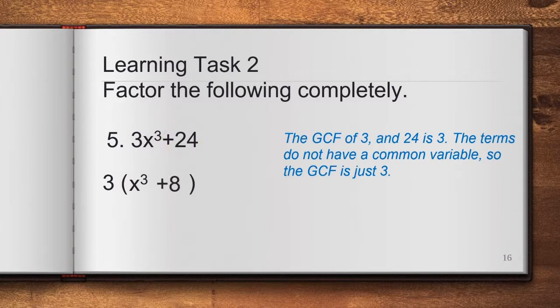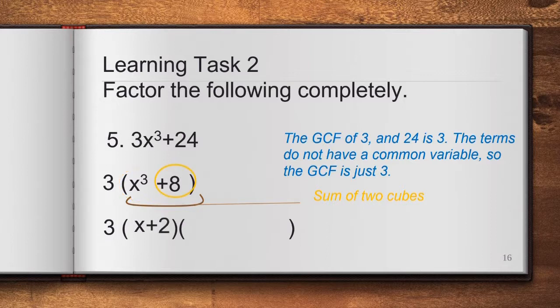Panibagong factoring na naman yan kasi x cubed plus 8 is sum of 2 cubes. So, kung natatandaan nyo yung pattern natin doon, meron tayong smaller quantity and bigger quantity. Huwag pa rin nating iwanan yung 3 na greatest common monomial factor kanina. So, anong cube root ng x cubed? That's x. Anong cube root ng 8? That's 2. Kokopyahin natin yung sign ng ating kinukuhang sum of 2 cubes.